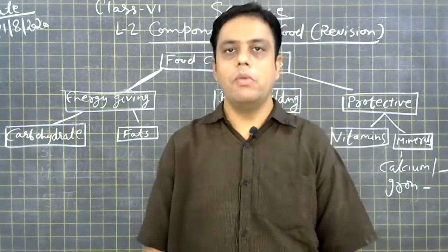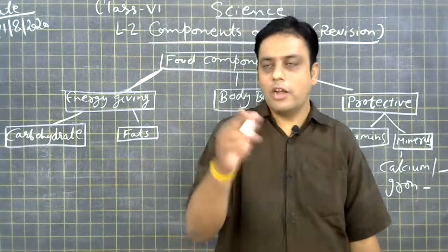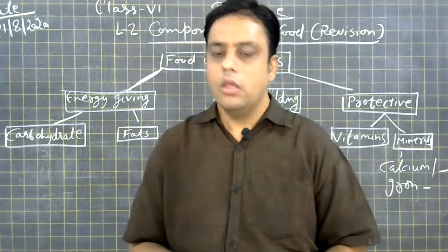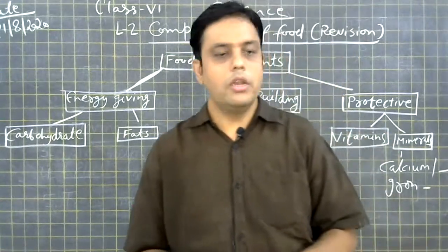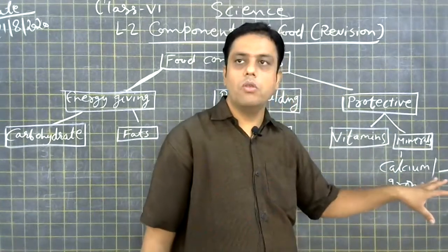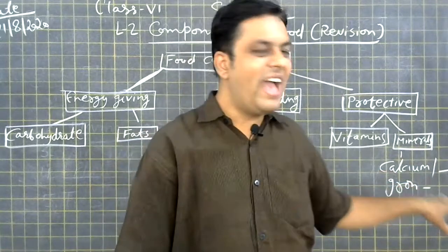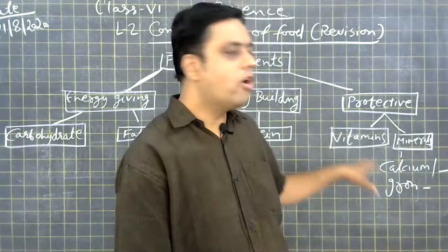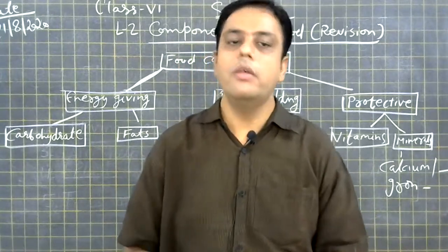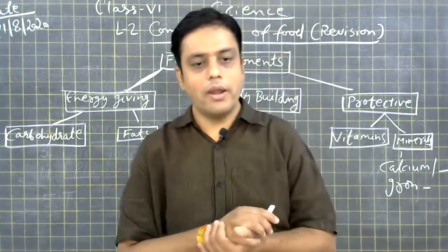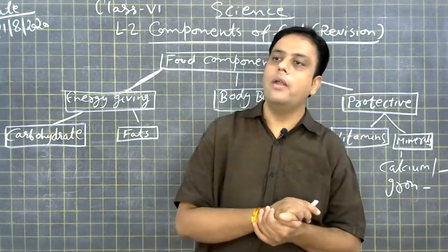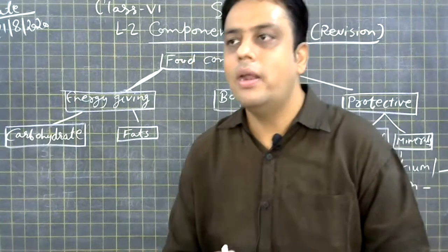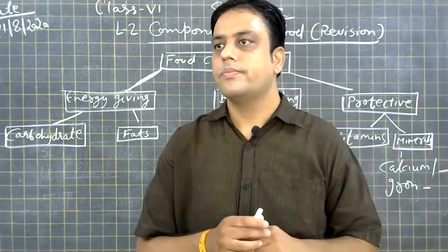disease called anemia. Anemia is a disease that you have already studied in class 5 also. So anemia is a disease because of lack of hemoglobin, and lack of hemoglobin is because of lack of iron-rich food. Which are the iron-rich foods? Mostly all the leafy vegetables are very iron-rich.